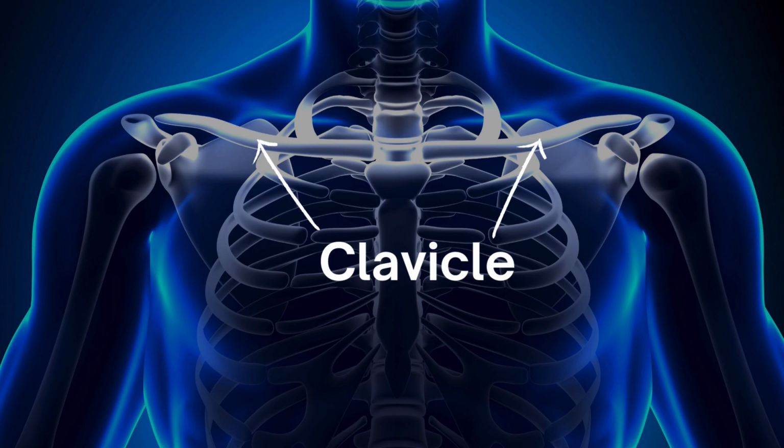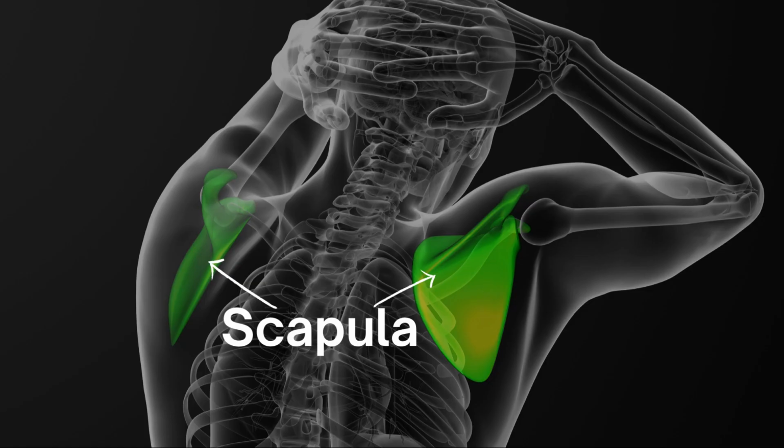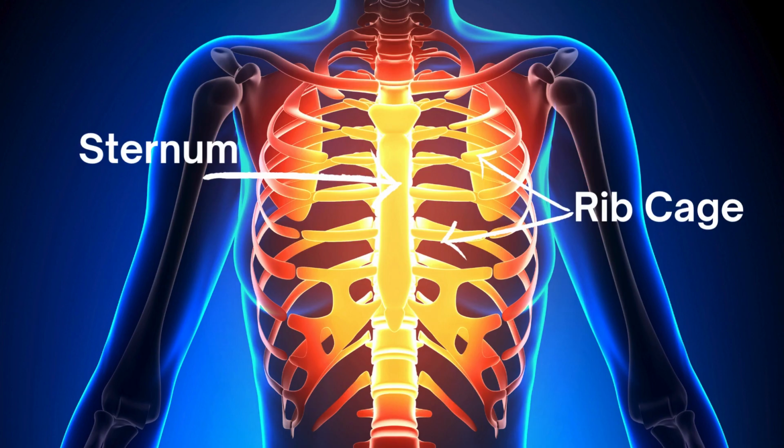The clavicle, often referred to as the collarbone, provides the body with shape and structure. The scapula, often referred to as the shoulder blade, provides a space for muscular attachment at the shoulder joint. The sternum and the ribs work to seal the chest cavity, protecting vital organs such as the heart and lungs.